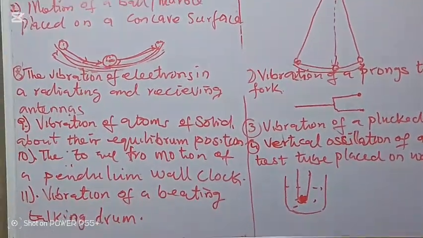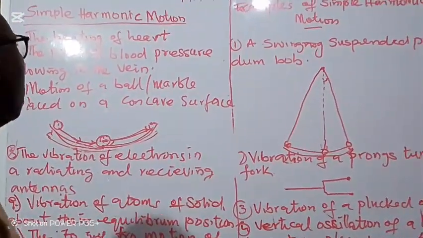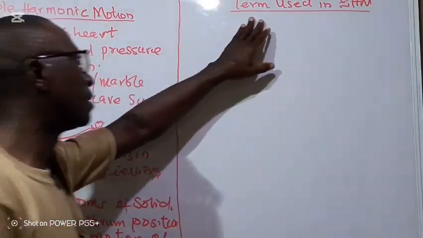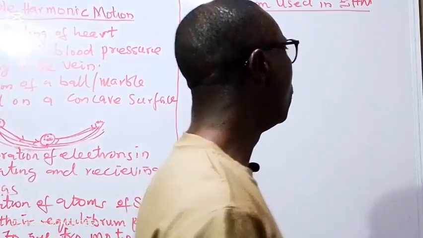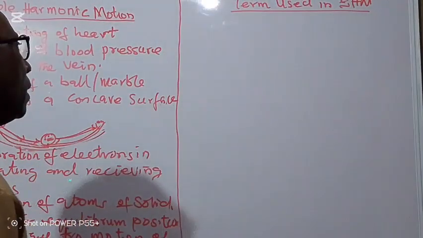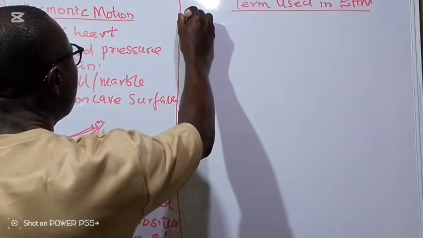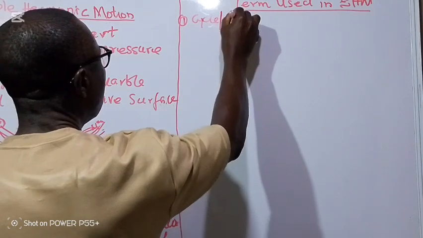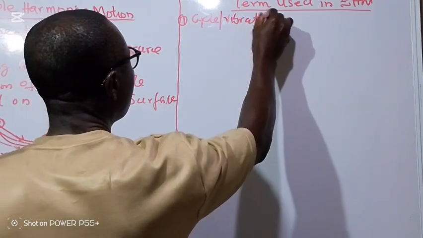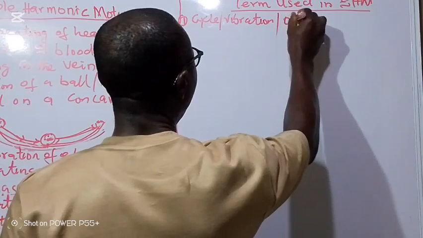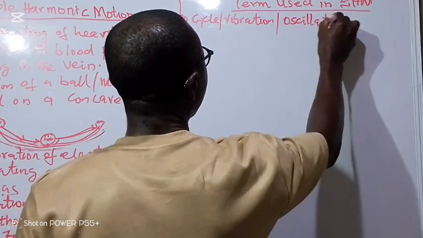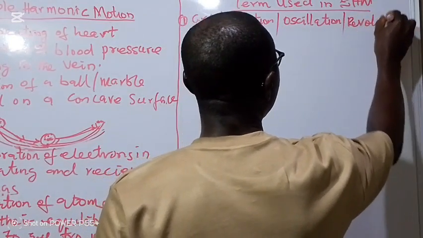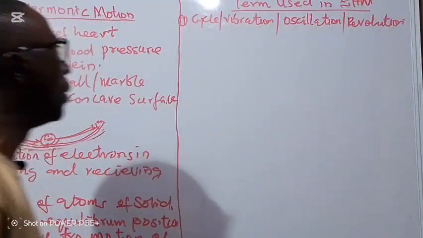These are the possible examples of simple harmonic motion. The next is terms used in simple harmonic motion, SHM. The first term we are going to look at is cycle, or you can call it vibration, or oscillation, or revolution. So call it any one of the four names.